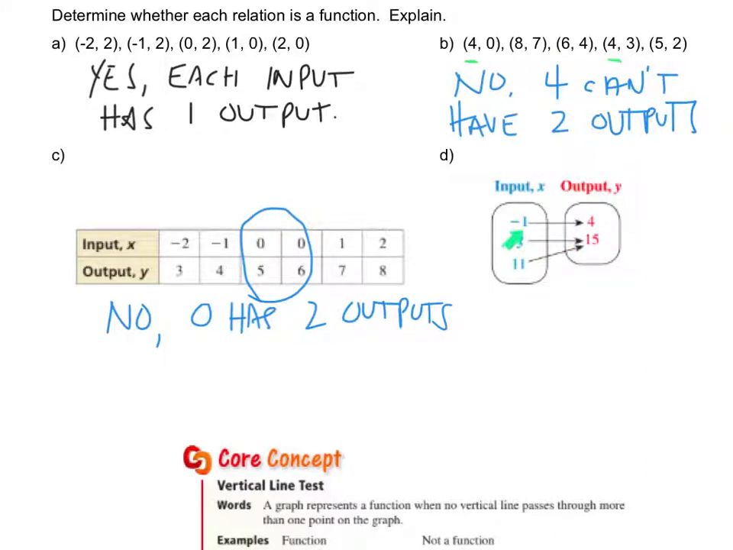So for example, if I wrote the ordered pair, this would be -1, 4. This would be 3, 15, and this would be 11, 15. So the question is, is this a function? So sometimes we will say no because of this thing right here. But remember, it's okay that 3 is 15 and also 11 is 15. So this would still be fine. We can say that this is a function. So we're going to say yes, all inputs have one output.